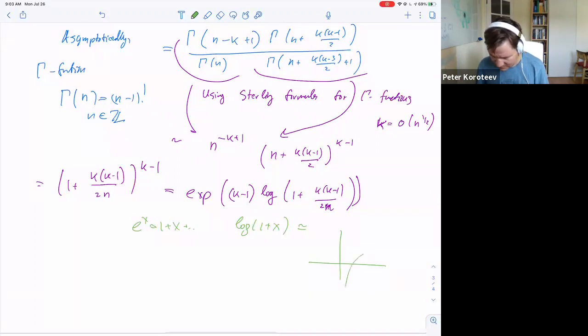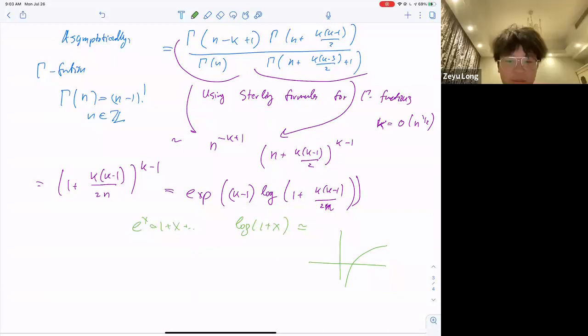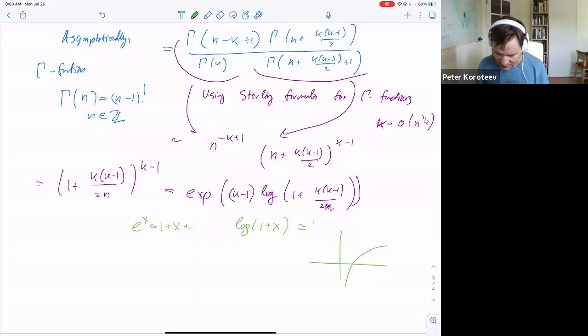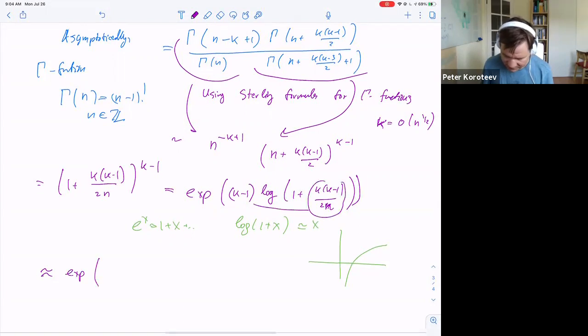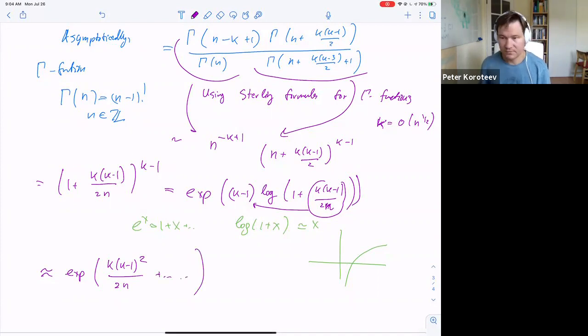So see, log looks like this, right? Log x, and then I think it is x. It's x, that's right. So it's approximately x, and then the signs alternate. So the whole thing is approximately equal to the exponential, and then x is this, right? So you just multiply it here. So it will be equal to exponential of k minus 1 squared, because there's another k minus 1, divided by 2n, plus corrections. So if you replace log of 1 plus x with x, where x is this fraction here, you just multiply it by k minus 1.